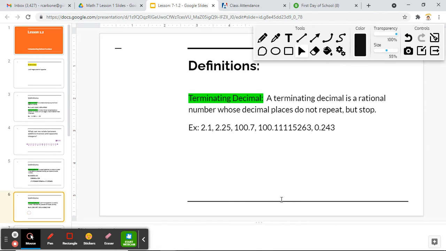All right, one last one for us here is a terminating decimal. A terminating decimal is a rational number whose decimal places do not repeat but stop. So for example, any decimal you're familiar with, 2.1, 2.25, 100.7, and so on. All of these work.